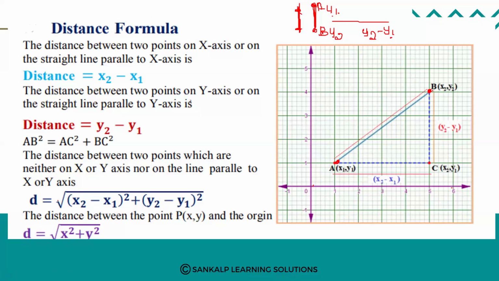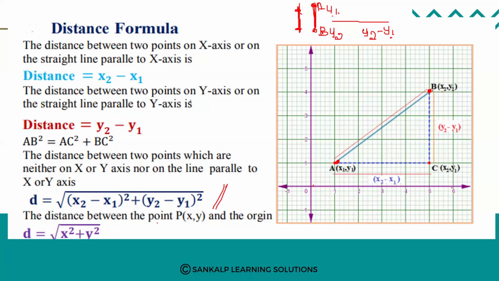So d is equal to the square root of x2 minus x1 whole square plus y2 minus y1 whole square. This is the distance formula. D means the distance. What distance are you finding? You are finding the distance between 2 points. Which 2 points? A and B. A has the coordinates x1, y1 and B has the coordinates x2, y2. Then x2 minus x1 whole square plus y2 minus y1 whole square. This is the distance formula.